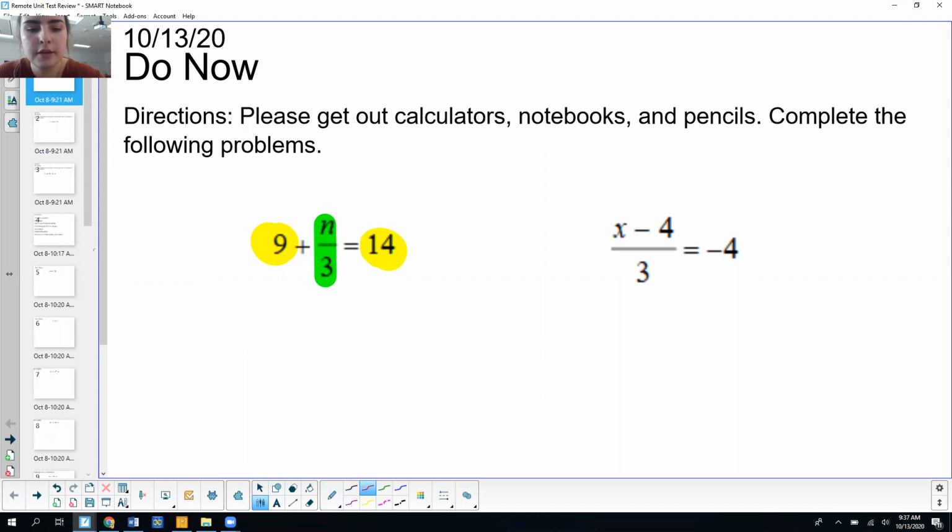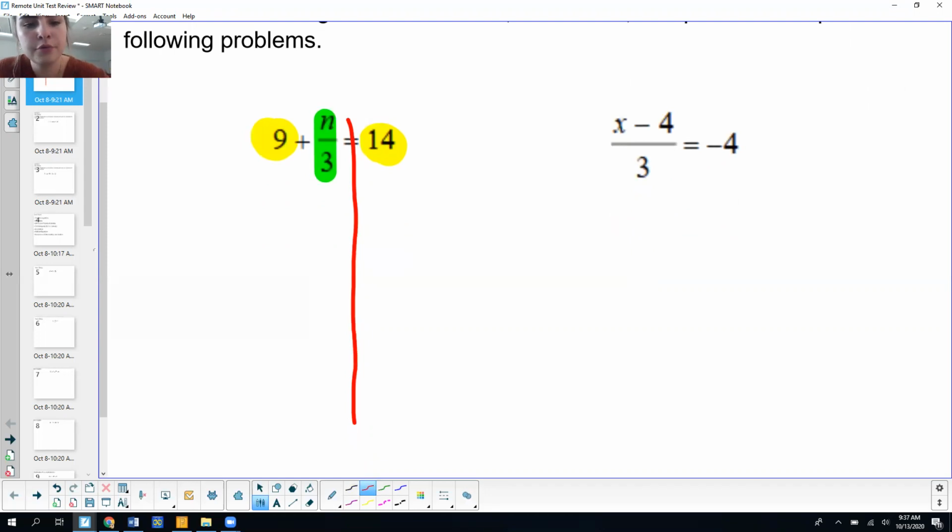And what I mean by that is I'm going to draw my line down the middle. I want to move that 9 over here so that I can get all my constants on one side and then have my variable term on the other side. You move a positive term by subtracting it. So I'm going to subtract 9 from both sides because I wanted to move 9 over. So 9 minus 9 cancels. I can go ahead and bring down my n over 3 equals, and then we've got 14 minus 9. And remember, you guys have access to your calculators for your test, so make sure that you're using them. So 14 minus 9 equals 5.